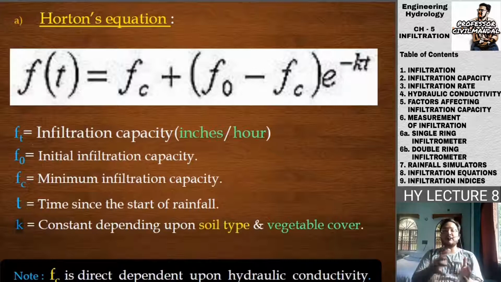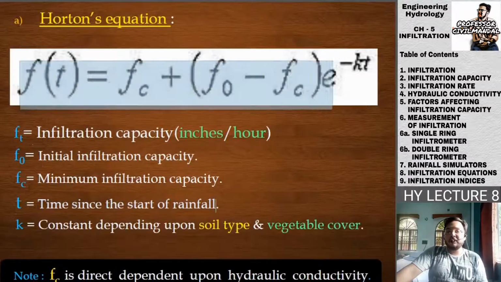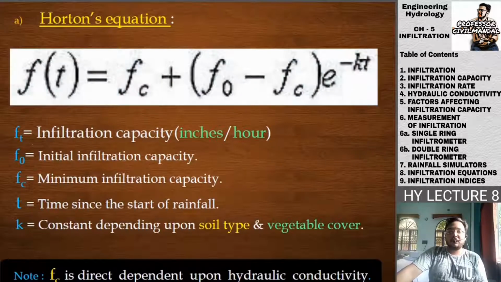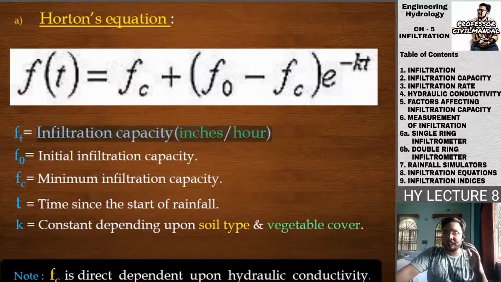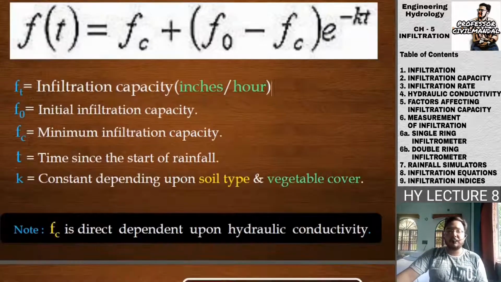So these factors will influence this constant k, and we have t, the time since the start of the rainfall. So these are the 5 things we depend on to get Horton's equation of infiltration capacity. This equation can be used to determine the infiltration capacity of a particular soil sample, given that you know the initial infiltration capacity, the minimum infiltration capacity, the time since the start of the rainfall, and the soil type and vegetable cover. Provided all these things, you can get the infiltration capacity, and that should be in inches per hour.